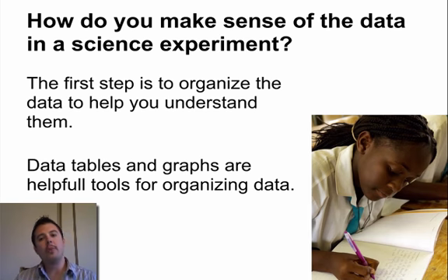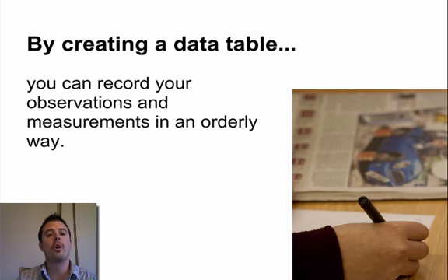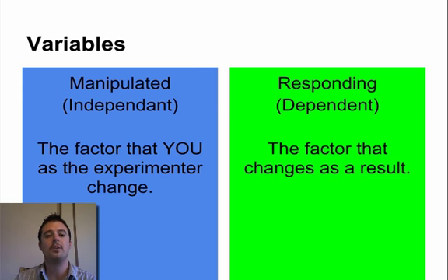When you do an experiment, you try to make sense of the data that come from that experiment, and the first step is to organize that data so that way you can understand your results. Data tables and graphs are helpful tools for organizing that data. You can create a data table to record your observations and measurements in an orderly fashion.